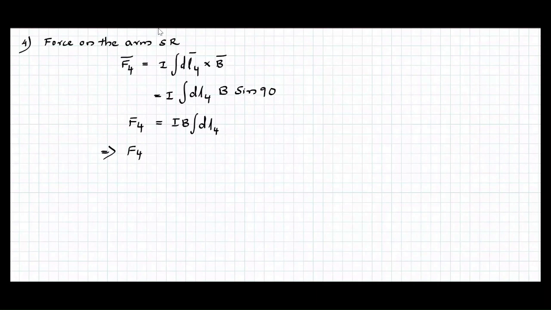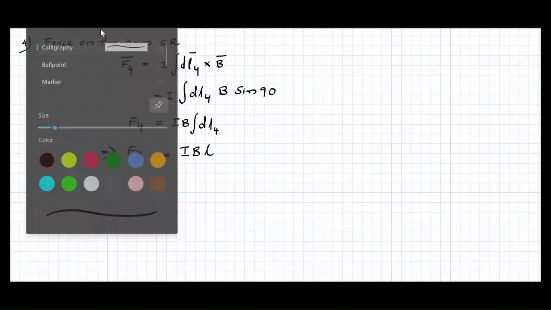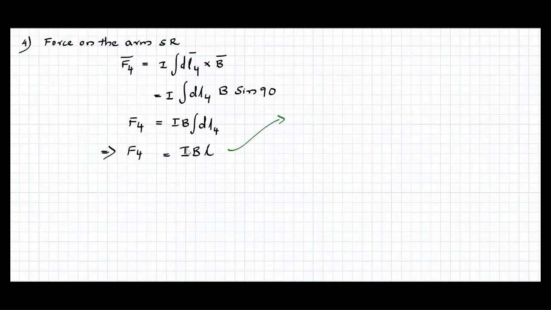Now again, this becomes IB into integral dl4. Integral dl4 is again the length of the coil. Therefore, the magnitude of the force on the arm SR, F4, is equal to IBL.